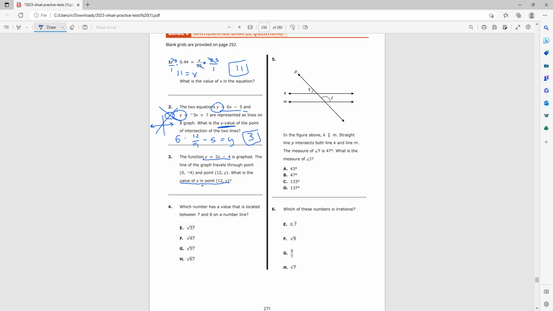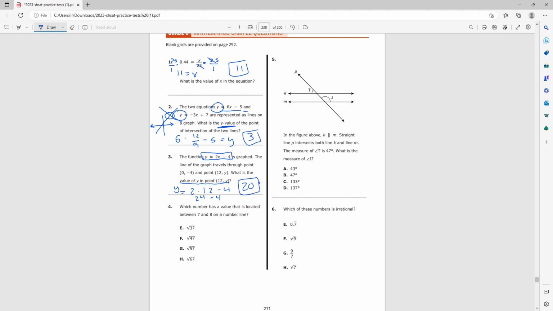And if we look at our graph here, it already tells us what the y value is based on the x value. It's a formula. So the only thing we have to do to solve this problem is just to plug in 12 for x and then find what our y value gets us. So let's plug this in. y is equal to 2 times 12 minus 4. 2 times 12 is 24, and 24 minus 4 is 20. So the y value is going to be 20.